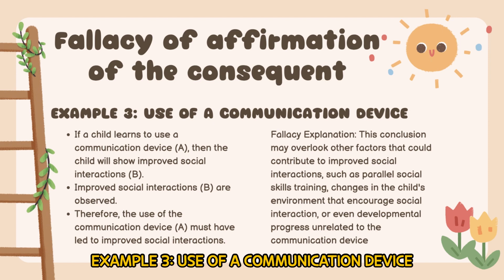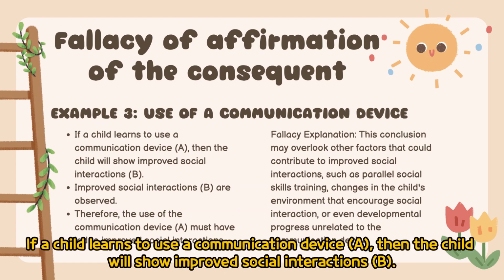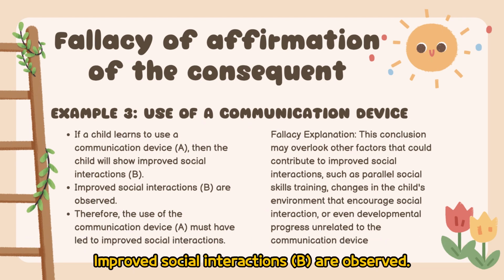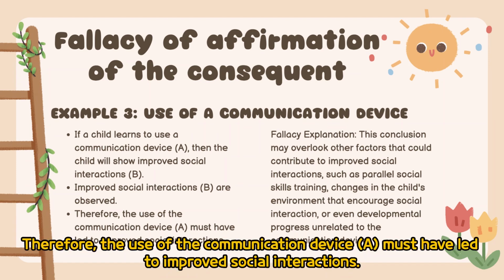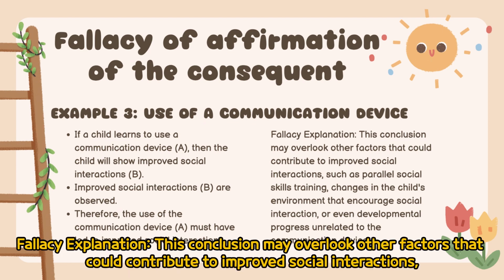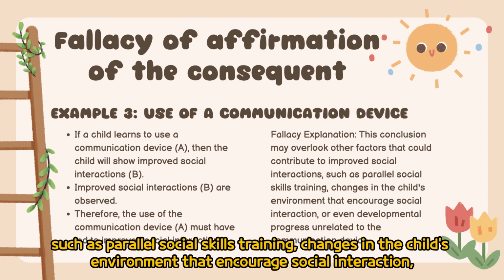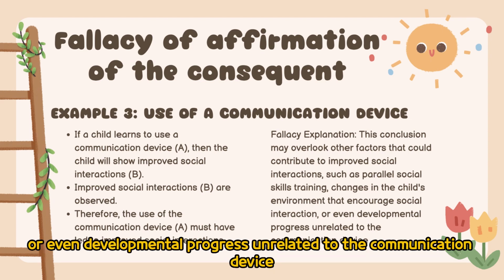Example 3. Use of a communication device. If a child learns to use a communication device (A), then the child will show improved social interactions (B). Improved social interactions (B) are observed. Therefore, the use of the communication device (A) must have led to improved social interactions. Fallacy explanation. This conclusion may overlook other factors that could contribute to improved social interactions, such as parallel social skills training, changes in the child's environment that encourage social interaction, or even developmental progress unrelated to the communication device.